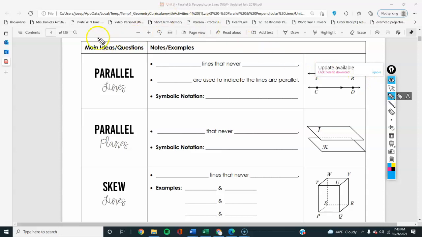Today we are going to look at 3.1. We're going to talk about some parallel lines, some non-parallel lines, some skew lines. It's going to be a blast, an absolute blast.